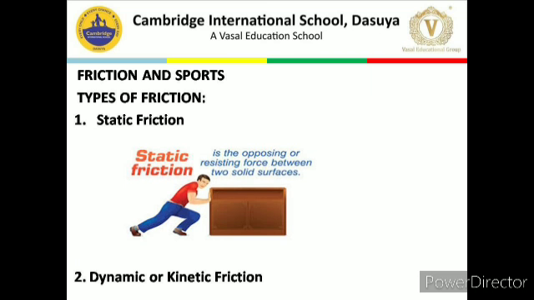Friction and sports. Friction is a force between two surfaces that are sliding or trying to slide across each other. The force that opposes the motion of an object is called friction. To stop a moving object, a force must act in the opposite direction to the direction of motion. Friction always works in the direction opposite to the direction in which the object is moving or trying to move. Friction always slows a moving object down.